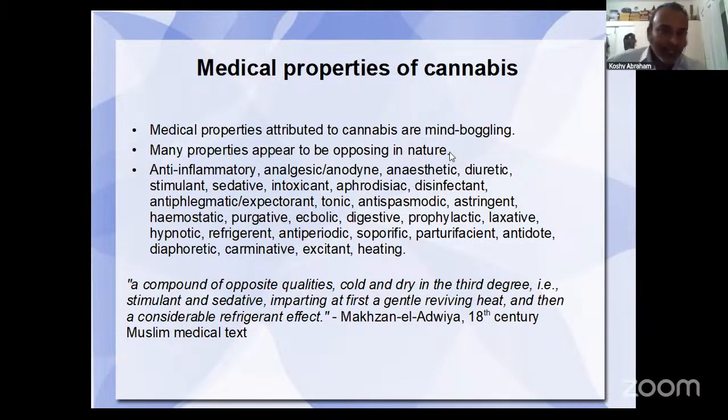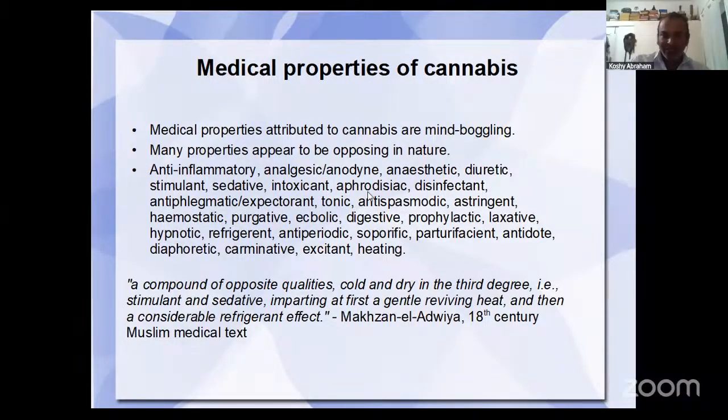We see from the report that quite a wide range of medical properties are linked to cannabis. A lot of these properties are opposing in nature. From the findings of the Hemp Commission, we see that it is anti-inflammatory, it is used for pain, it enables a person to pass urine healthily. We see the opposing nature of the plant in terms of it being a stimulant as well as a sedative.